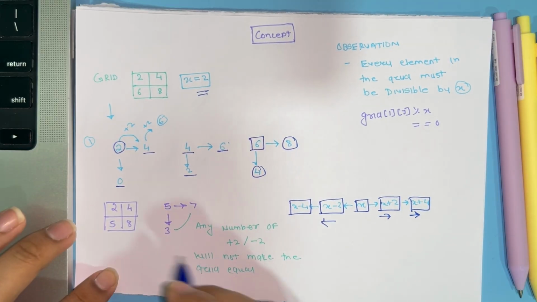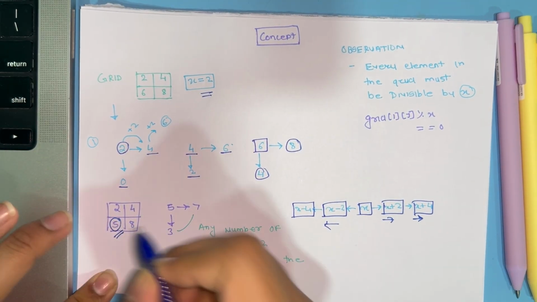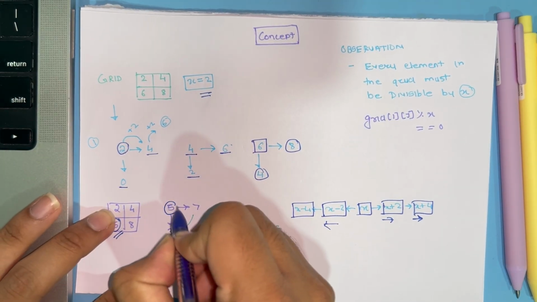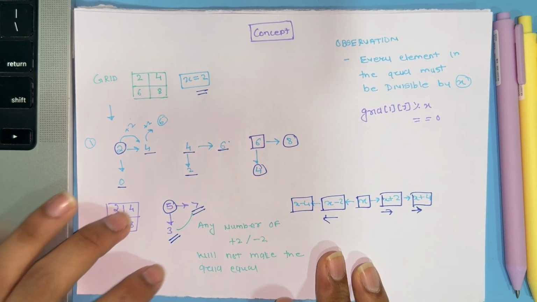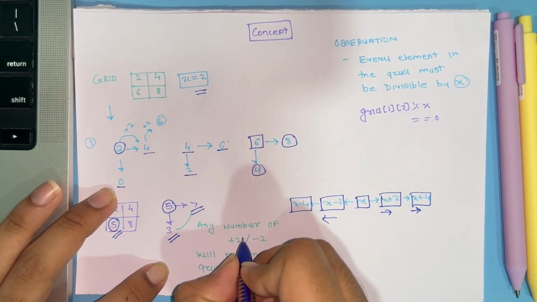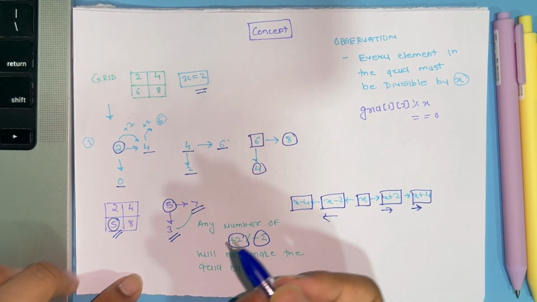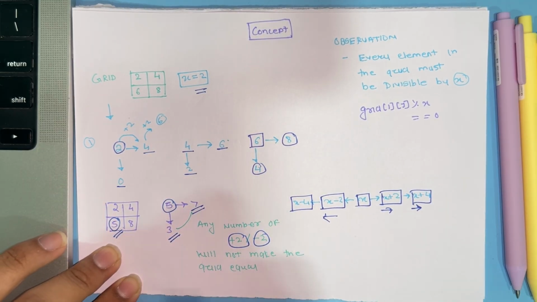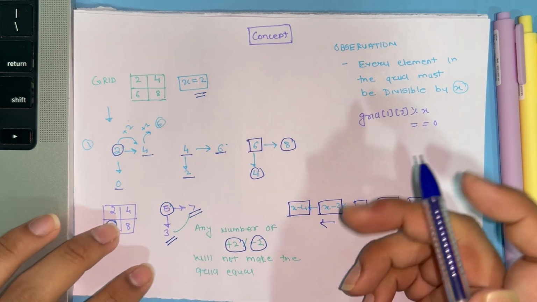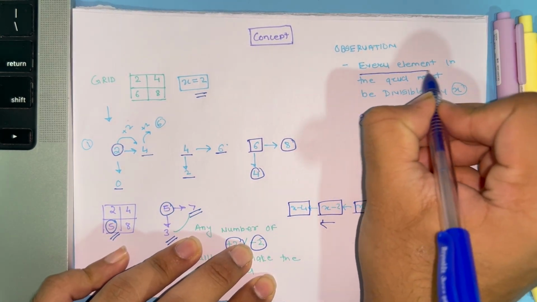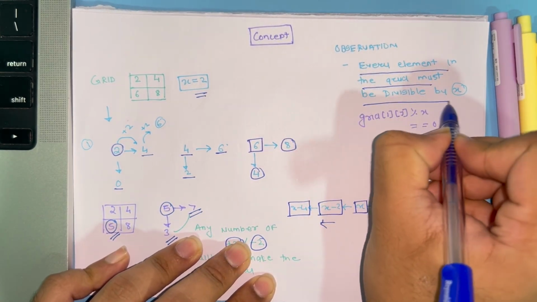Now consider this. What if we have 5 here in the grid? Now if we add 2 to 5, we will get 7, and if we subtract, we will get 3. Any number of plus 2 or minus 2 here will not get you close to 2, 4 or 8. Any combination you can try. So one observation we can get from this is that every element in the grid must be divisible by x.